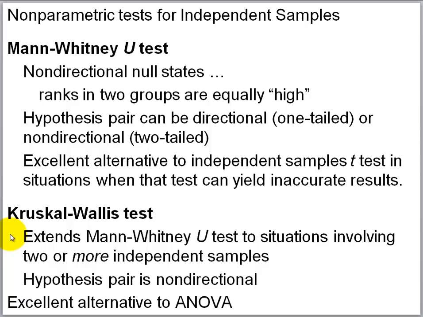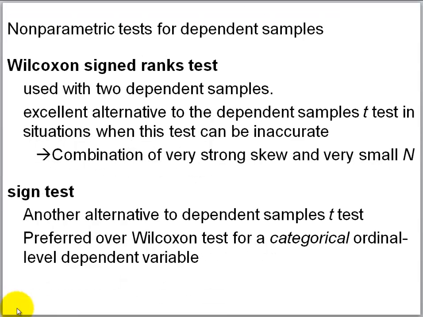The Kruskal-Wallis test extends the Mann-Whitney U-test to situations that involve two or more independent samples. Its hypothesis pair is non-directional, and this is an excellent alternative to ANOVA. Here are some non-parametric tests for dependent samples.